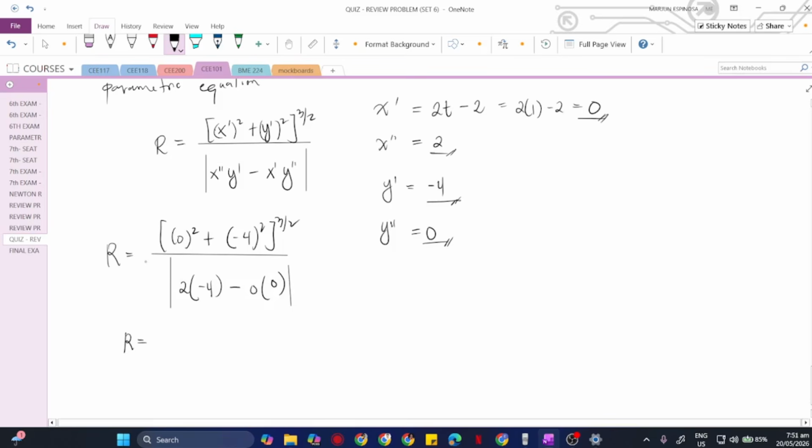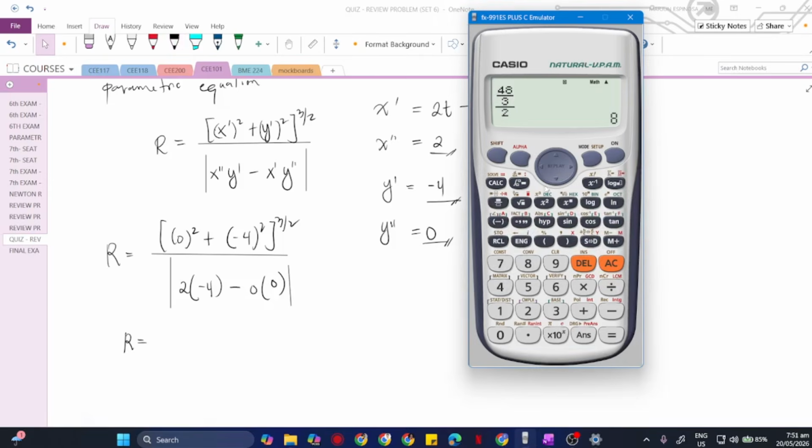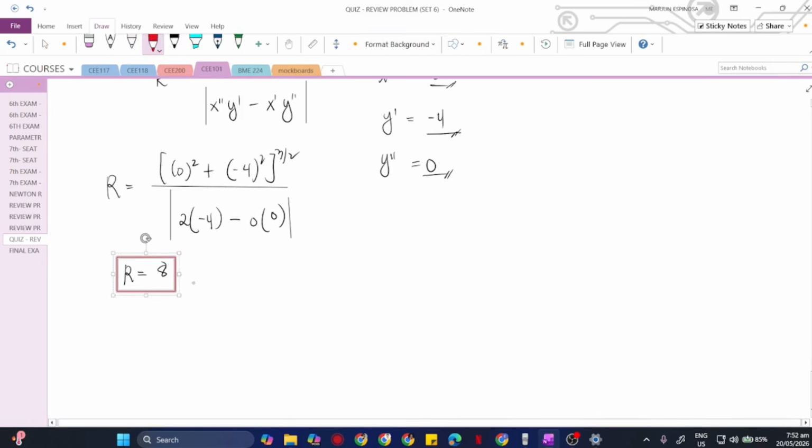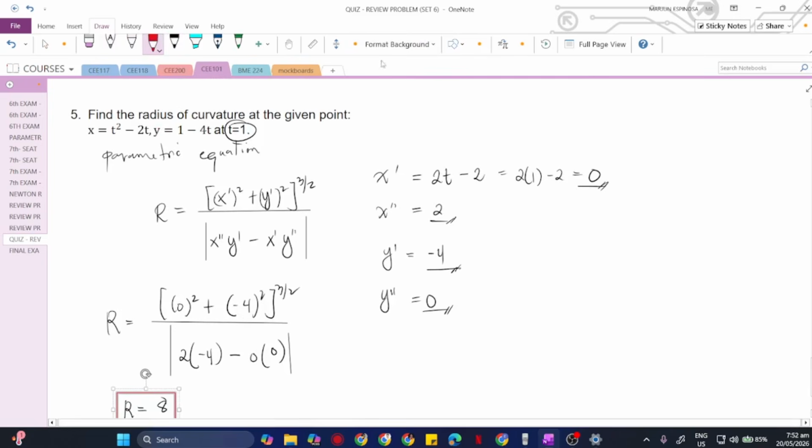Okay, therefore, yung radius of curvature natin, plugging in the values in our calculator. So we have here 0 squared, or obviously 0, plus negative 4 square raised to the power of 3 halves, or 1.5, all over the absolute value. Okay, that's the absolute value, 2 times negative 4. Okay, minus 0 times 0, or just simply 0. So you get 8 as our answer. Okay, so that means this will be our final answer for the radius of curvature given this parametric equation.